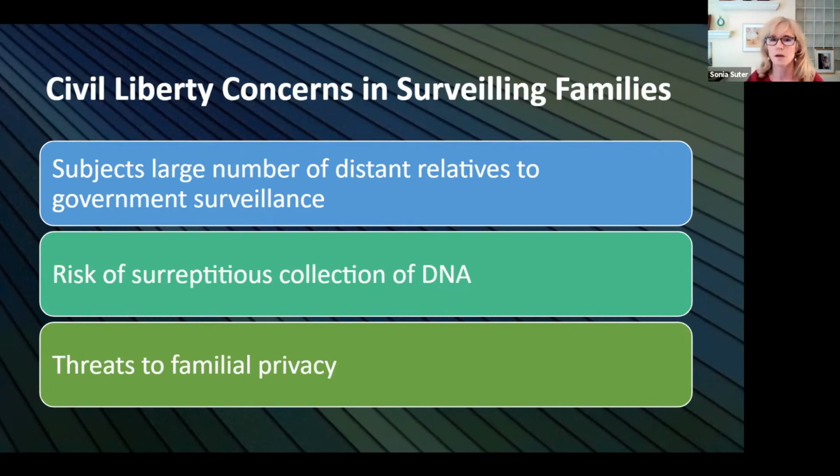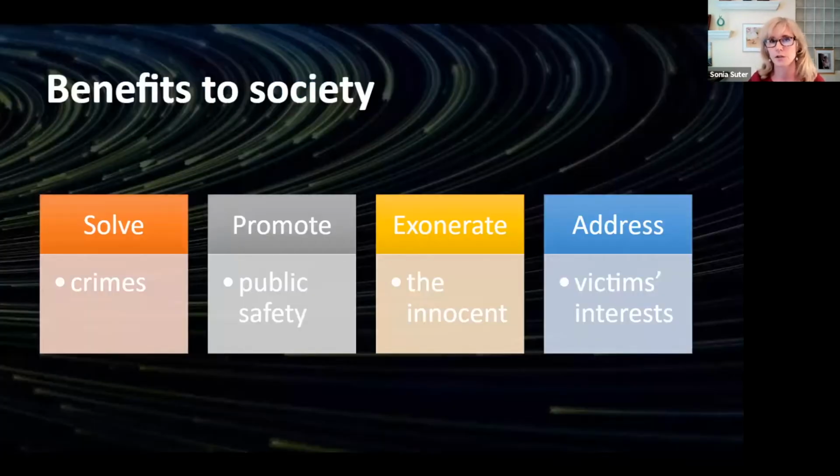This kind of probing of families can threaten familial privacy in a few ways. It can potentially reveal unexpected biological connections, or it can unveil the lack of biological connections because of adoption, gamete donations, or adultery. Next slide, please. On the other hand, the technology clearly offers some benefits to society. Obviously, as in the Golden State Killer case, it can help solve crimes and thereby promote public safety. It's also important because it can be used to exonerate the innocent, and it promotes victims' interests by identifying perpetrators of crimes and leading to their punishment.